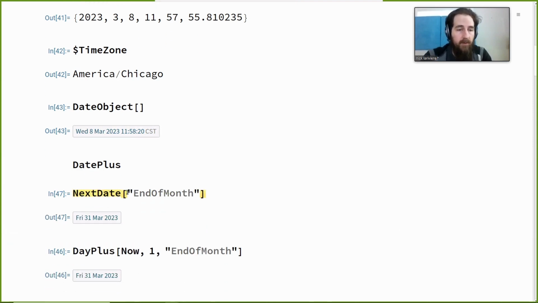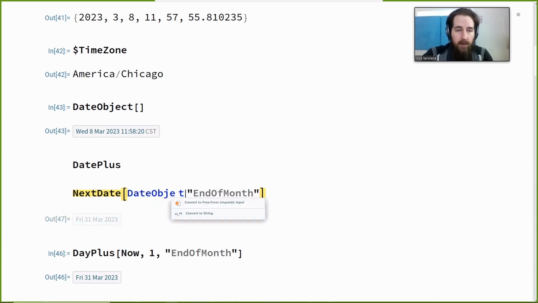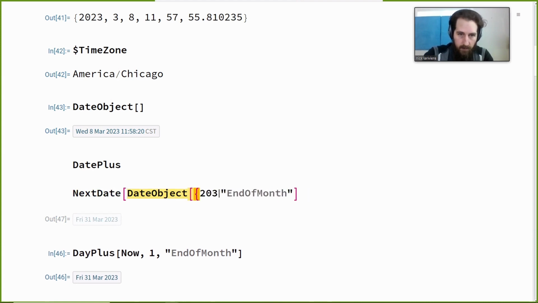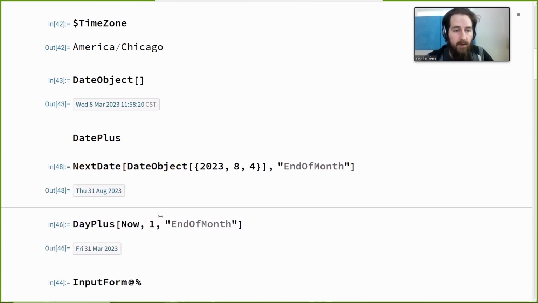I can also give any reference point I want. So I could say, I want the next date from the fourth day of August, I want the end of month. I'll get the last day of August.